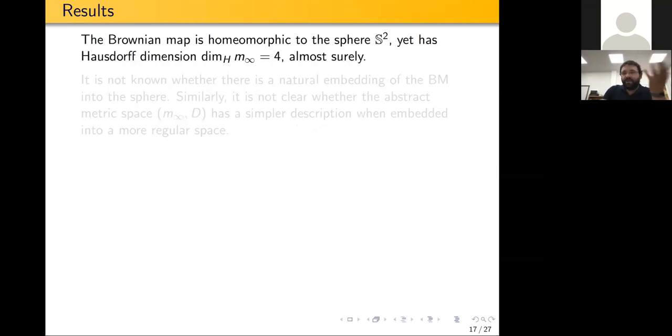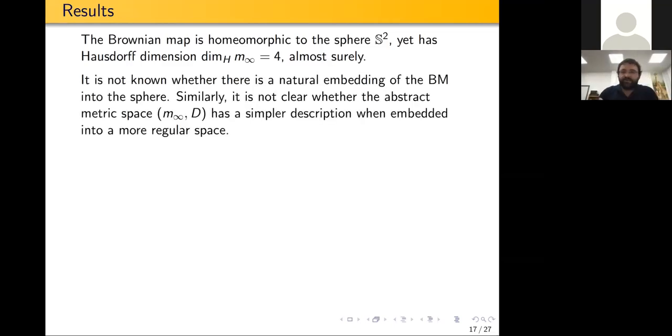And this Brownian map, essentially because you've built it up from the sphere, is still homeomorphic to the sphere, but has a very high Hausdorff dimension, 4. So it looks very singular. And in fact, it's not really known whether there's a natural embedding. That's also what some people have tried to find, whether there's a natural embedding of the Brownian map into the sphere. There certainly is a homeomorphism. How regular can your map be? Because this Brownian map is a very abstract metric space, and a simpler description would be very nice to be able to study some of its properties.